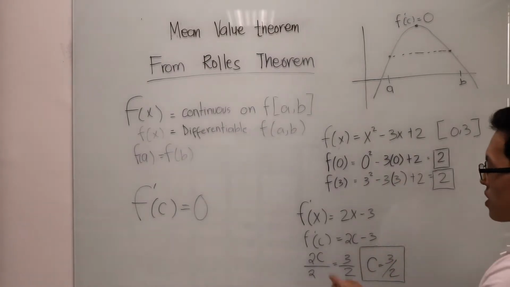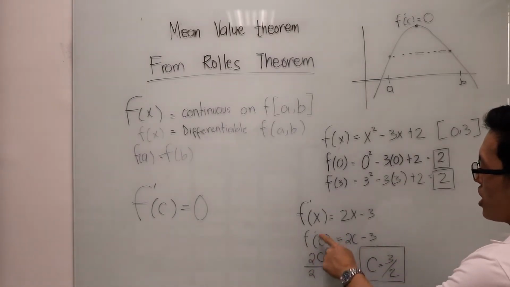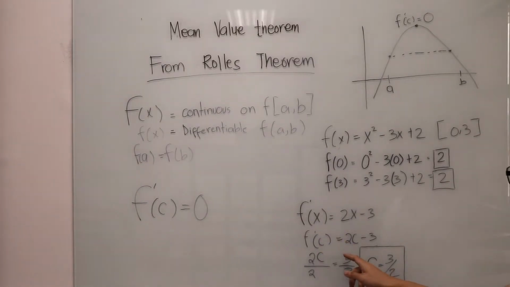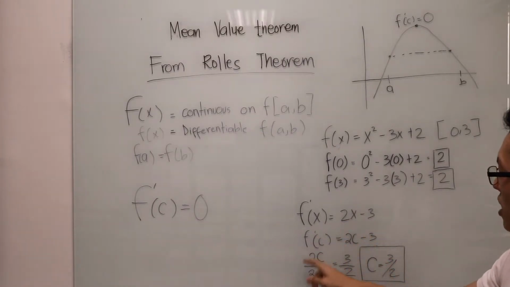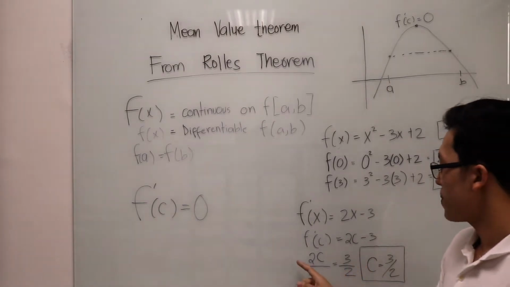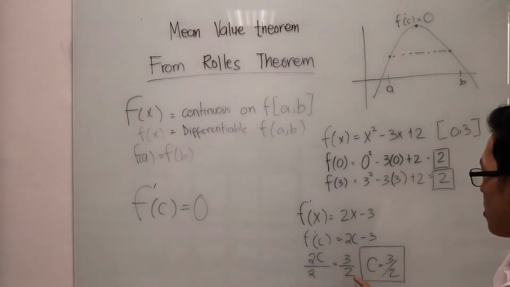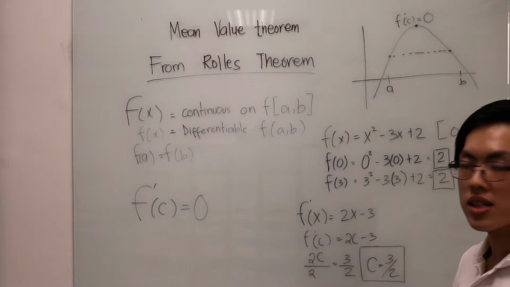So just change the x to c and equate it to 0. Transpose the 3 to the left side, so it will be positive 3, and divide both sides by 2 to cancel the 2. So you get 3 over 2. So your number c is 3 over 2.